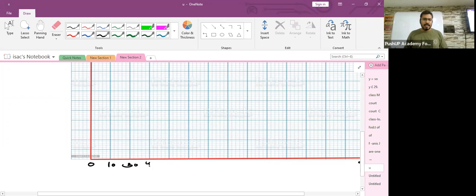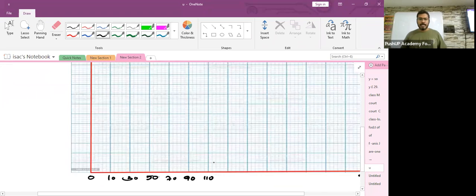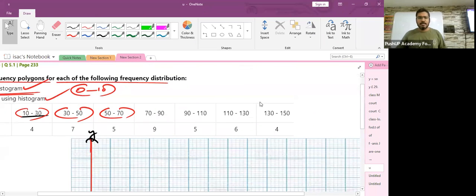10 to 30, 30 to 50, 50 to 70, 70 to 90, 90 to 110, and so on. Till where we have to go? 150, right? Okay, fine. 110 to 130 and 130 to 150. Plotted. Now comes the second most important part, that is distributing the frequencies on the y-axis.